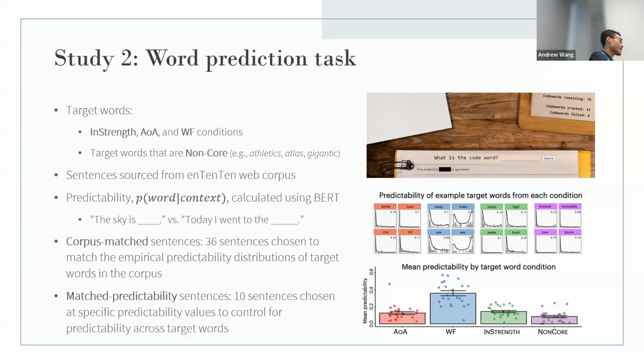And so we wanted to both allow for and control for this. We had 2 sets of sentence conditions. We had a set of corpus matched sentences for each target word. That was 36 sentences chosen for each target word to match the empirical predictability distributions that we observed in the corpus as closely as we could. And then we had matched predictability sentences, which were 10 sentences chosen at the same predictability values for each target, to make predictability the same across all our target words. So we had sentences where we're controlling the predictability across all target words, and sentences where we're matching the corpus distributions as closely as possible.